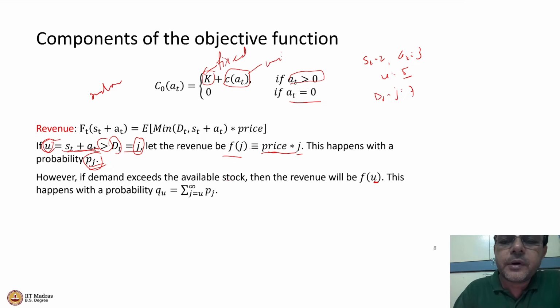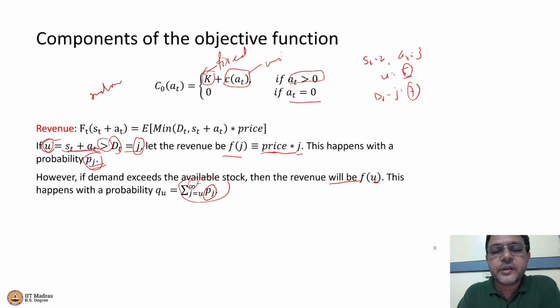And therefore, how much revenue will you earn? You will earn f of U, where price into U is 5. Even though the demand was 7, you will earn revenue only for the units that you were able to sell, and the number of units that you were able to sell was 5, right? And that happens with the probability Pj, where all these j's are bigger than U. So U plus 1, U plus 2, U plus 3, U plus 4, all the way to infinity. Summation of all that is essentially the total probability that your demand will be more than the available stock, right?